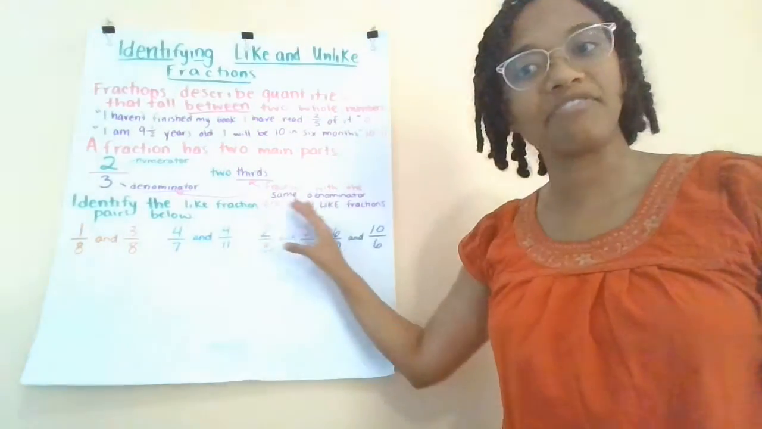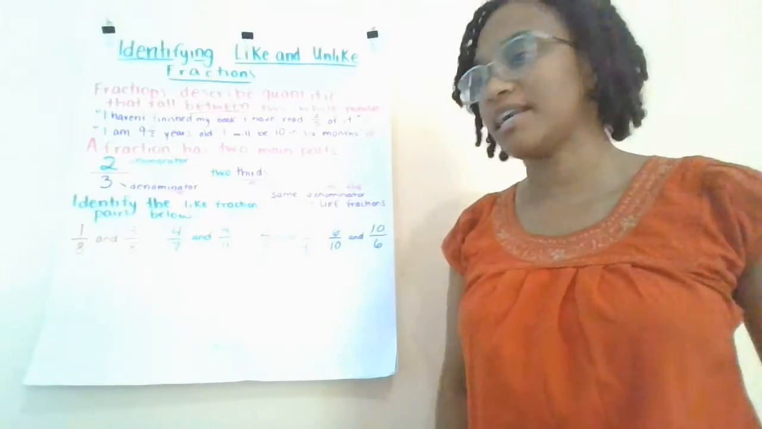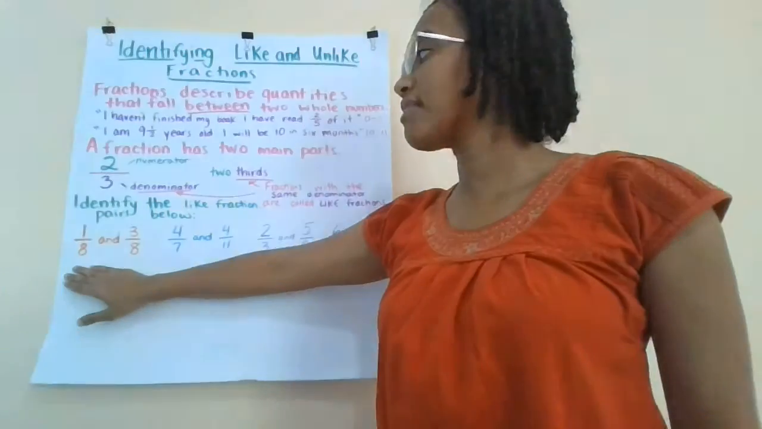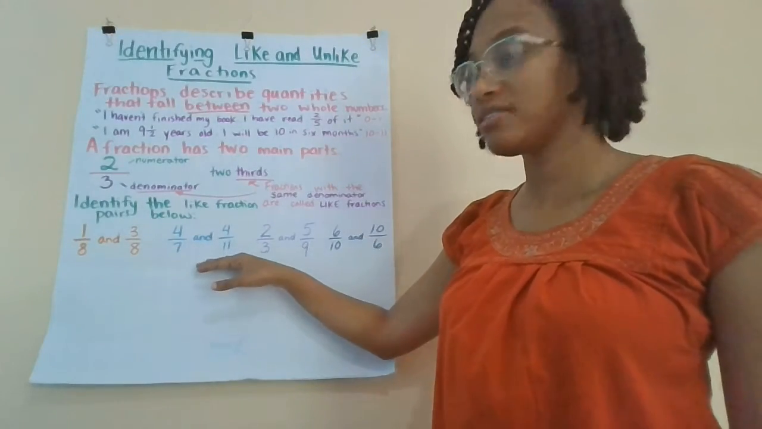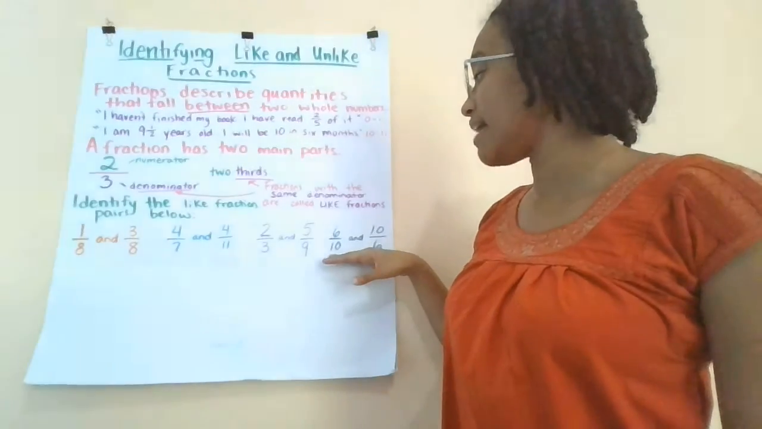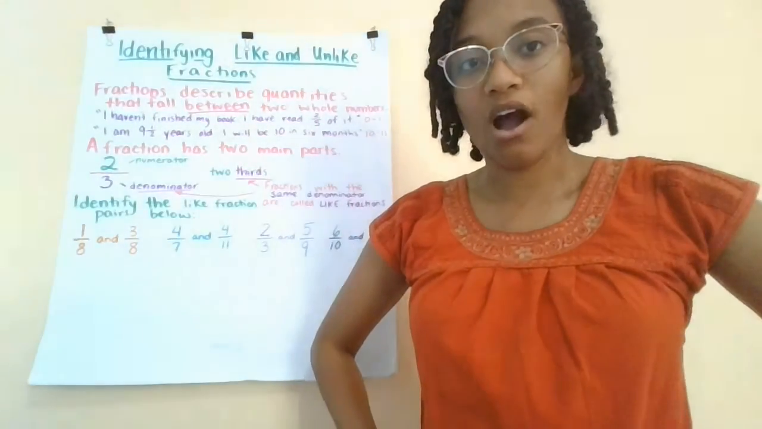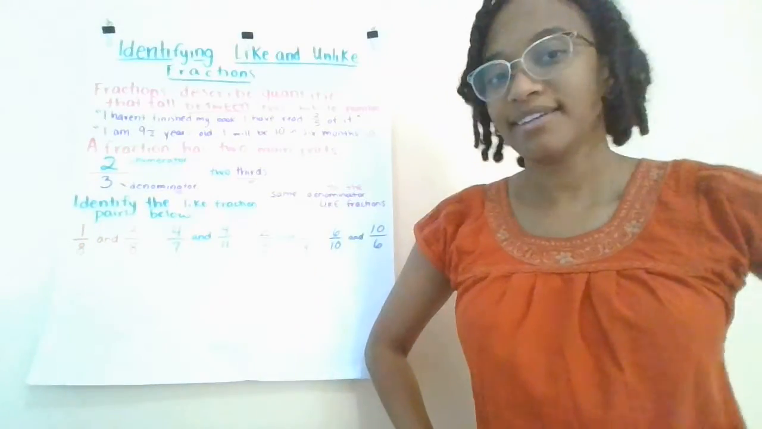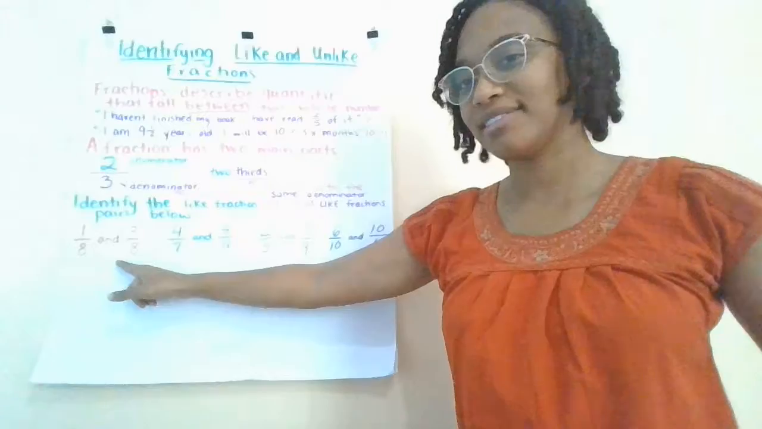So let's look at these 4 pairs of fractions and try to figure out which have the same denominator. 1/8 and 3/8, 4/7 and 4/11, 2/3 and 5/9, 6/10 and 10/6. Which ones do you think are like fractions? Okay, say something so I can hear you if you think these are like fractions.